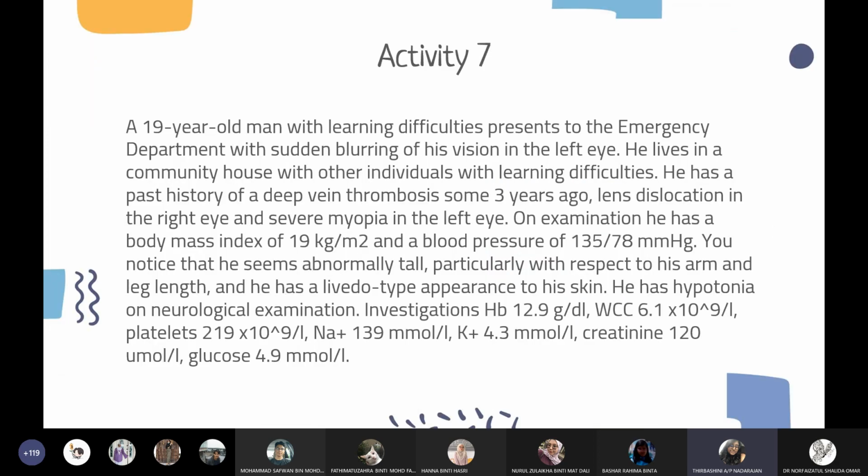So, the case is as follows. A 19-year-old man with learning difficulties presents to the emergency department with sudden blurring of his vision in the left eye. He lives in a community house with other individuals with learning difficulties. He has a past history of deep vein thrombosis some 3 years ago, lens dislocation, severe myopia. On examination, he has a body mass index of 19 and a blood pressure of 135/78 mmHg. You could also see that he is abnormally tall and has abnormally long leg length and also a livedo-type appearance to his skin.